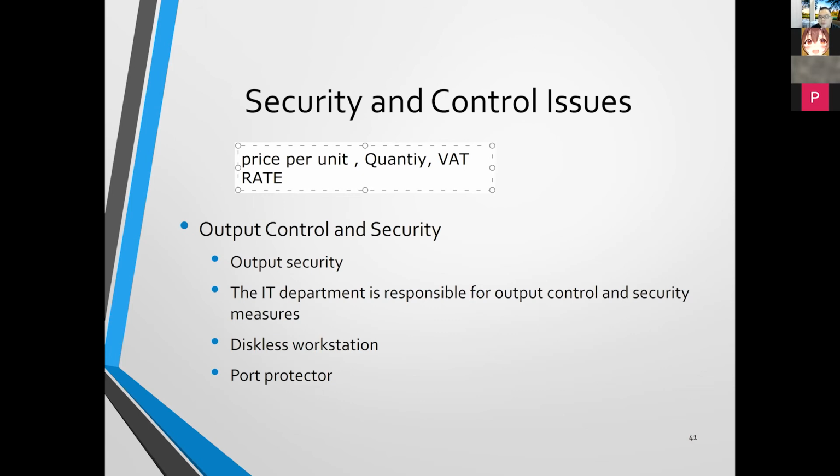In terms of output, you need to control the security, and also you need to control the output as well. The first one is output security. If we analyze that our output must be used by someone only, you need to find the security measures in order to help protect your output.